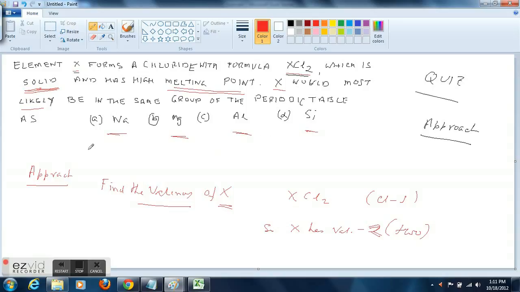Now of these 4 options, let us see which has valency of 2. Sodium has valency 1, magnesium has valency 2, aluminium has valency 3 and silicon has valency 4. So since X has valency 2, X should belong to the same group where magnesium belongs. So X should be in the group of magnesium. Now you got the approach, how we should solve this problem. Find the valency and match it, then you can find out in which group it should belong. This is a very interesting example. Let us go to the next problem.